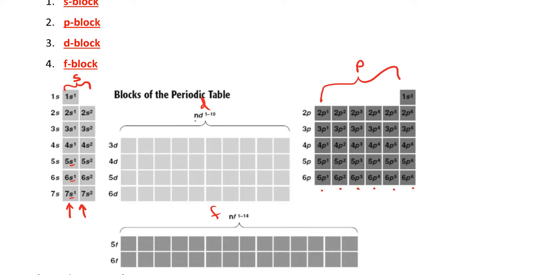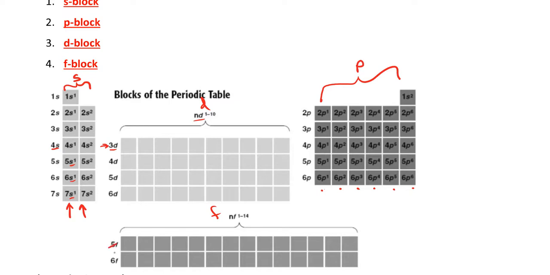Now, the D block electron configurations are always one behind the period that you're in. So if you're in period 4, you go 4s1, 4s2, and then you go down to 3d. So it's the period that you're in minus 1 and then d. And then the F blocks are minus 2. So it's the period you're in minus 2.